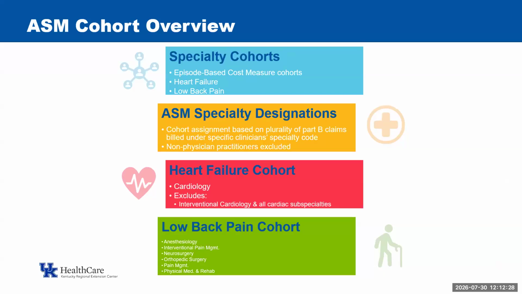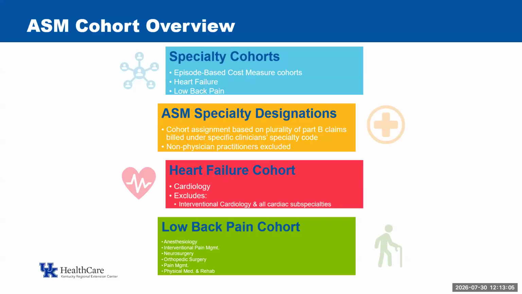So let's talk about who is required to be a part of this model, this program. We've gotten a lot of questions about this. Right now, as it stands, this model is looking at episode-based cost measures. It's going to look at two cost measures: the cost measure for heart failure and the cost measure for low back pain. These are episode-based cost measures that were designed through the MIPS program, and they've taken this over to the ASM cohort. So you're going to have a group that's focused on heart failure and a group that's focused on low back pain, different types of clinicians.